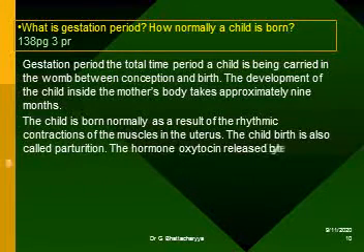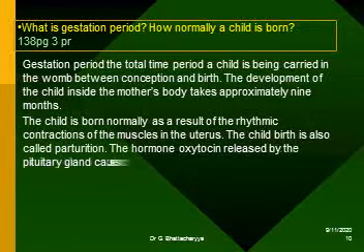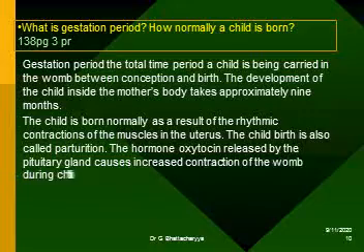The hormone oxytocin released by the pituitary gland causes increased contraction of the womb during the childbirth.